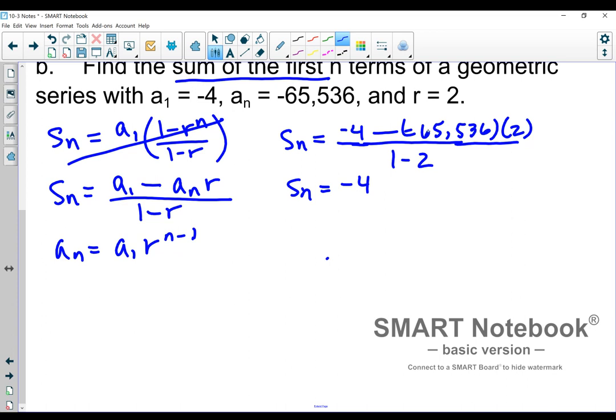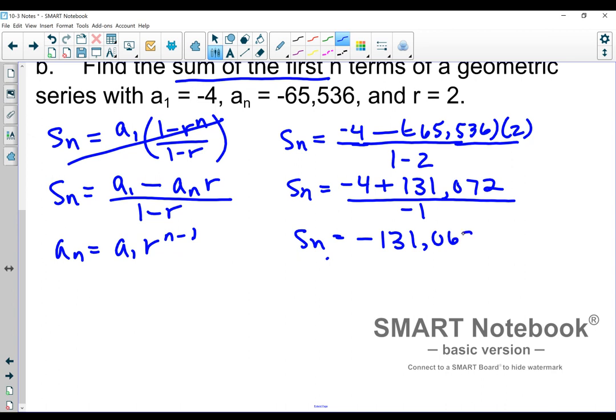If I have a negative times this 2, and then I have a minus sign there, I know I'm going to be adding. And the 65,536 times 2 would be 131,072. And this is all over -1 now. And so when I add and then change my sign, I'll have negative 131,068. So we actually found the sum of the first n terms without even having to know n.